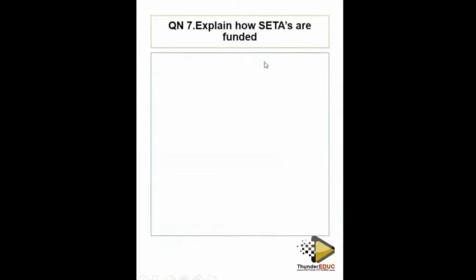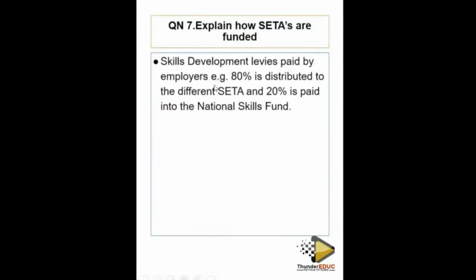So now, how are these SETAs funded? This one I've already explained, but let me get into it. The skills development levy is paid by employers. 80% is distributed to the different SETAs and 20% is paid into the National Skills Fund. Meaning from that 100% that companies have paid, 80% will go to the different SETAs, while 20% will remain in the pool so as to finance the enhancement of people's skills.